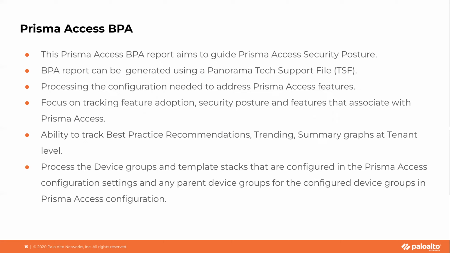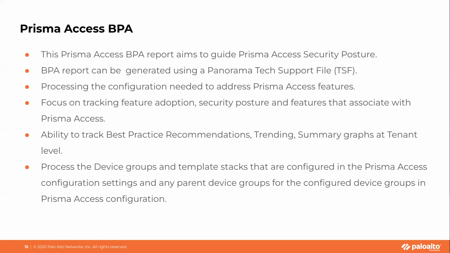Once you upload Panorama's tech support file, it will give you this architecture classification. You can select here, or you can click skip this step to run the BPA without zone mapping, or drag and drop the architecture value from the classifications. You can use this drop-down menu to select the value.